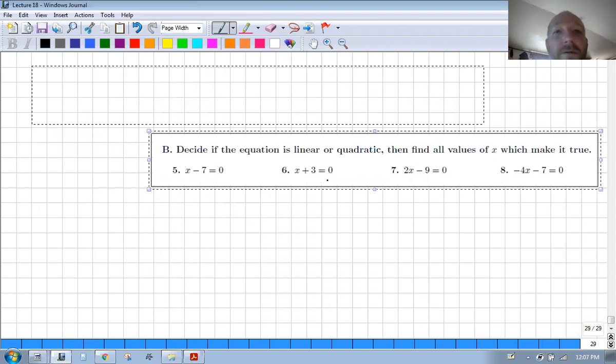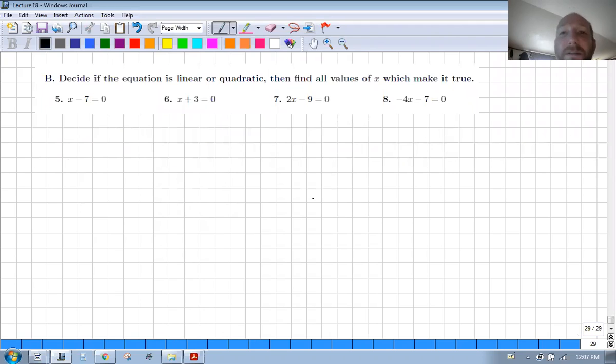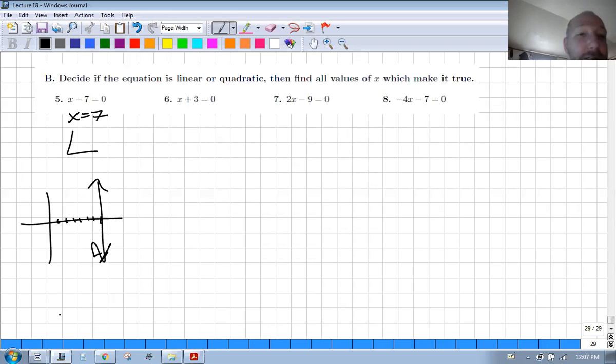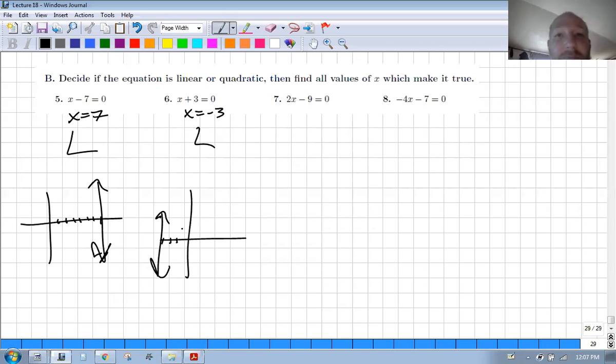Decide whether it's linear or quadratic, then find all values of x that make it true. This x is 7. This is linear, right? 1, 2, 3, 4, 5, 6, 7. That's what the graph of that looks like. This is x equals -3. It's linear. 1, 2, 3. That's what it looks like.